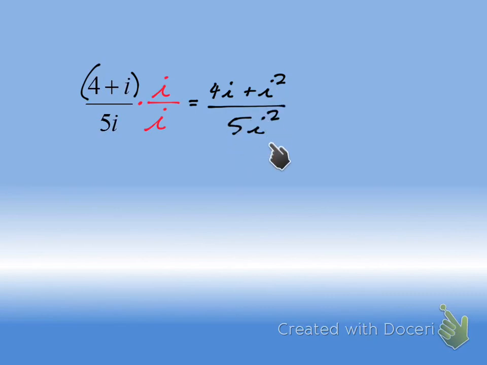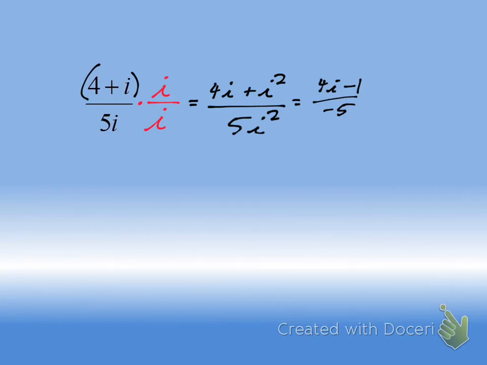So now you clean up your i squares. i squared is what? Negative 1. All right, so you have on top 4i minus 1 over 5 times negative 1, to give you negative 5. You just have to get to i squared, or i full. And you want to keep it as small as possible, so you just multiply top and bottom by i, make it i squared, and be done.